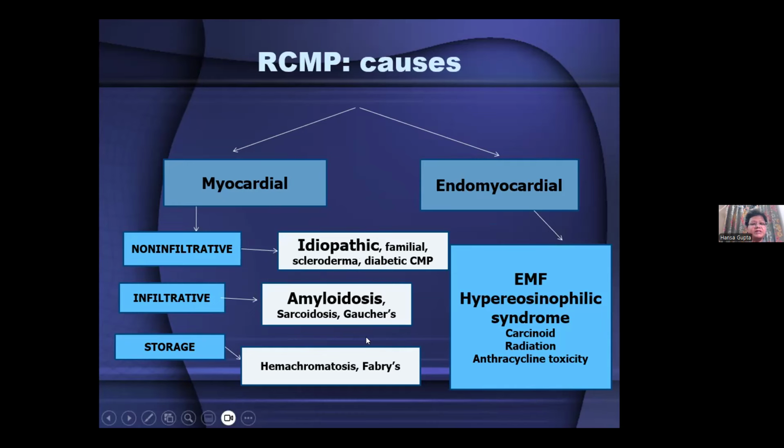And now with the availability of MRI and with the blood test and maybe some biopsies, see, endomyocardial biopsy is not very easy, so it is a little difficult. And again, it's a diagnosis of exclusion. The endomyocardial causes include endomyocardial fibrosis, hypereosinophilic syndrome, carcinoid, radiation toxicity, and anthracycline toxicity.